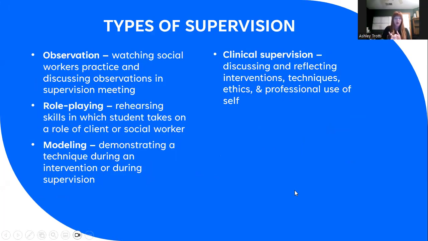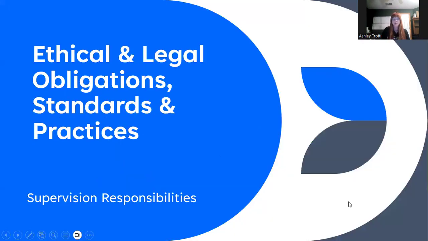We can have observation, where we observe practice and then discuss it with our supervisor, and practice our skills with role playing and modeling, and discussing interventions and techniques in clinical supervision.